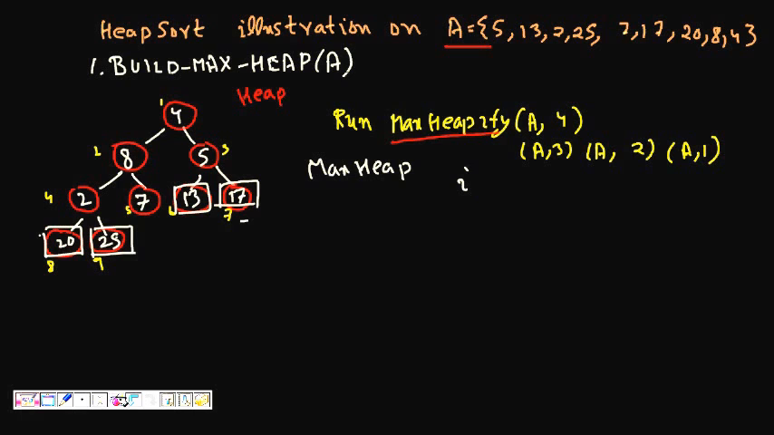4 is less than 8 and 5, so I will swap 4 and 8. So 8 comes here, 4 is here. Now again 4 is less than 7, so we again swap 4 and 7. So 4 and 7 are swapped, so 7 comes here, 4 is here. So again this max heap property is satisfied, and 8 is the largest element now in the heap.